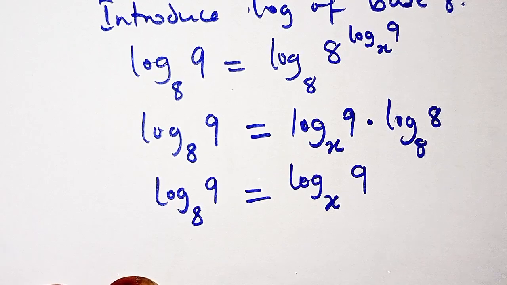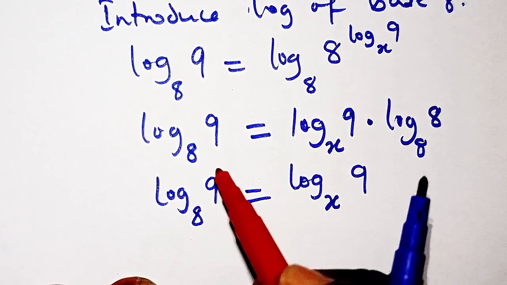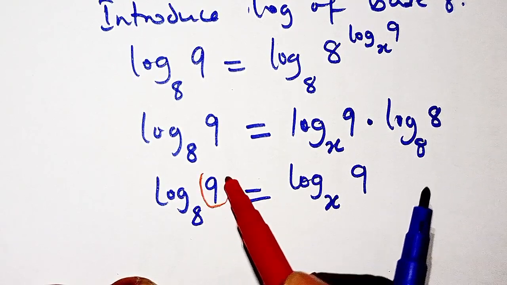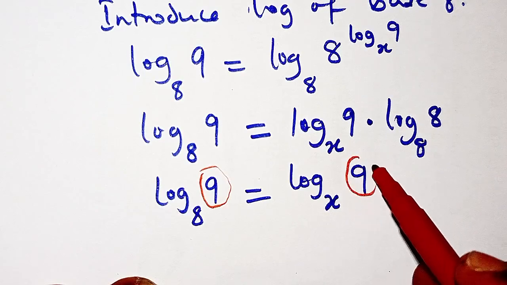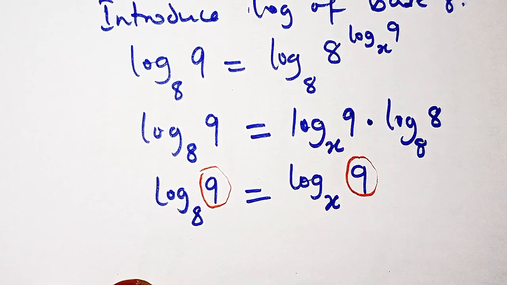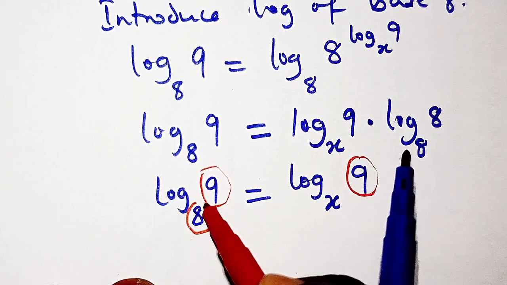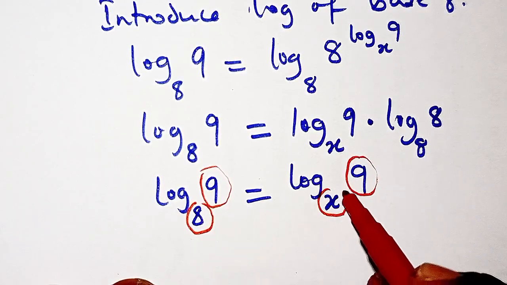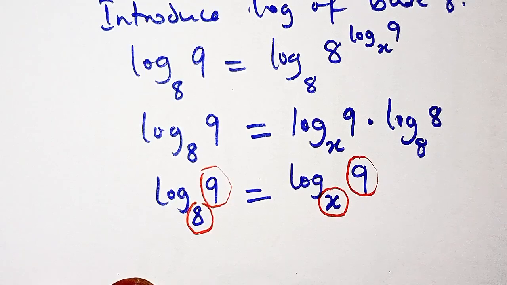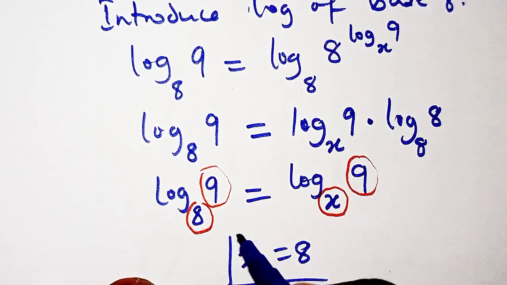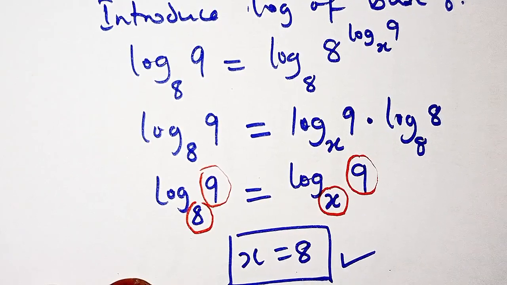Now I want you to look at something here. You can see that the arguments here and here are the same thing. So therefore we can compare. We can say that 8 equals x here. So therefore we have the value of x to be what? 8. And that is the solution to the problem.